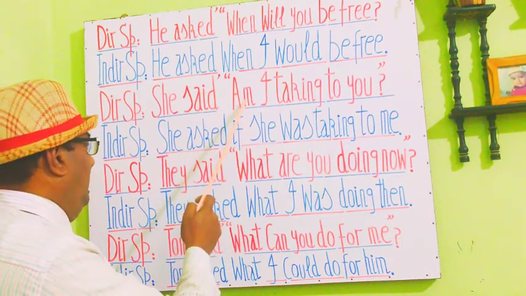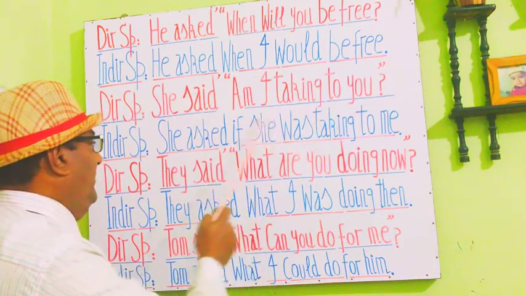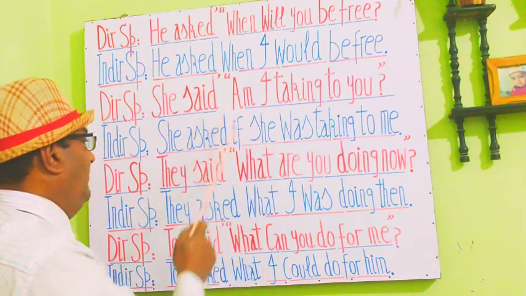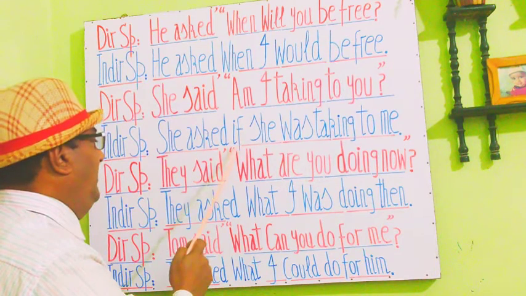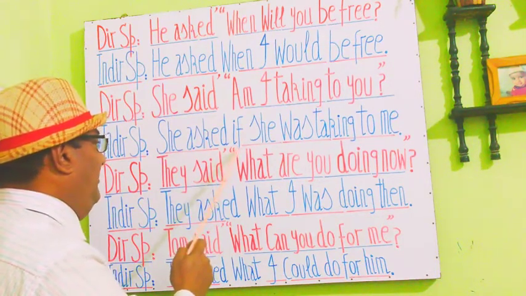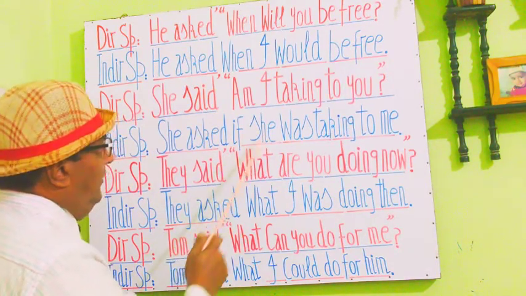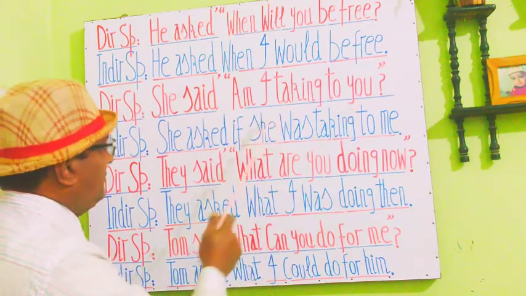Now we write here "if" in simple interrogative statements. When we reach the commas, we erase the commas and write here "if." Another option is "whether." Whether or if, we can write here "if." So we write here "if." Now we have to make the changes.